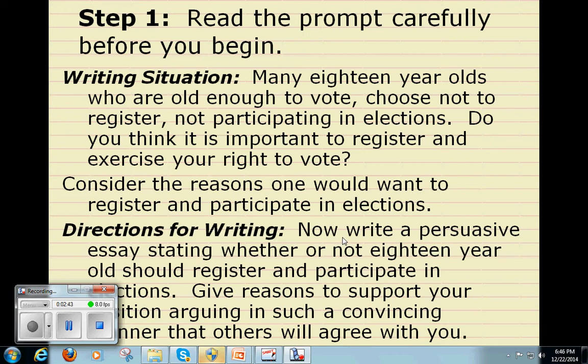Then you read the directions for the writing. Every writing prompt has got a writing situation and directions. The directions here say, now write a persuasive essay stating whether or not an 18-year-old should register and participate in elections. He is also giving you here the choice, whether you agree or you disagree. It's your right to choose any side. But you have to give reasons to support your position.